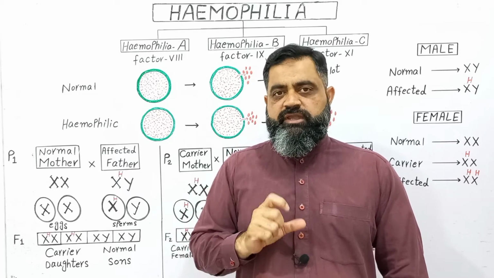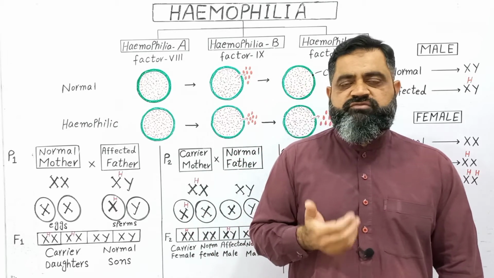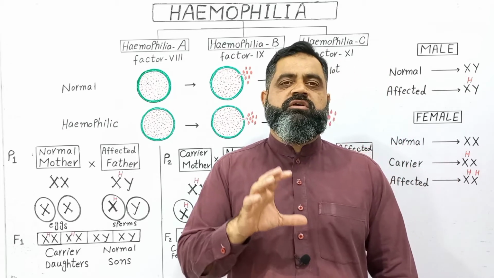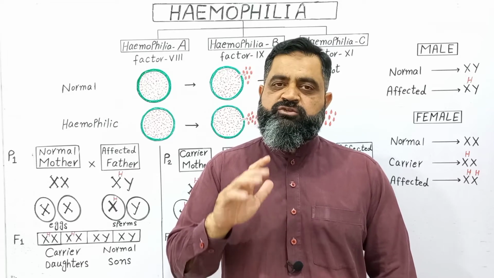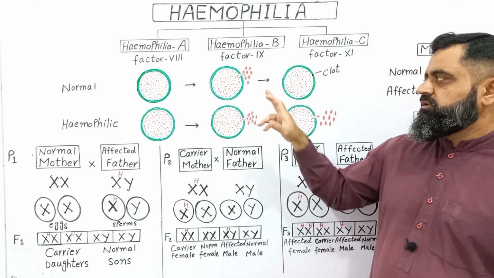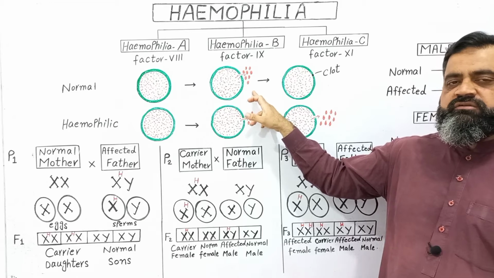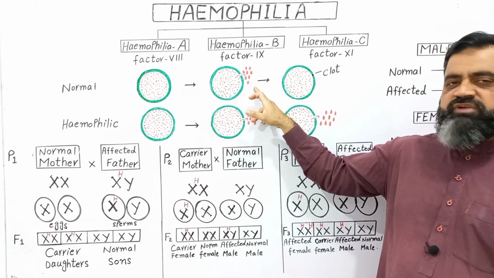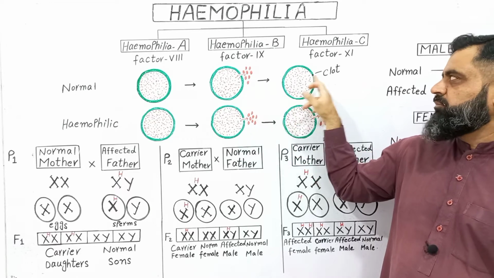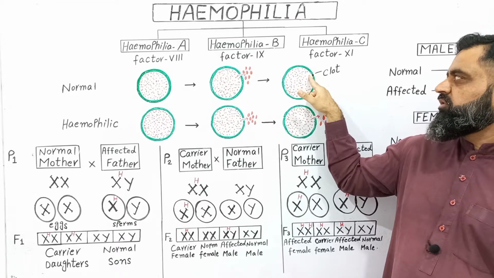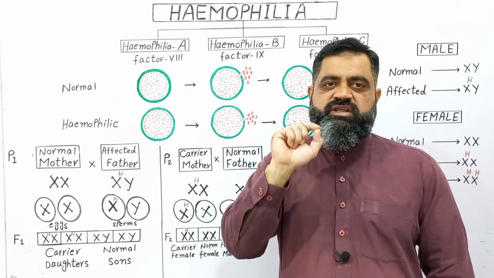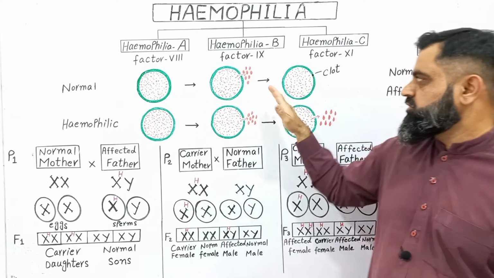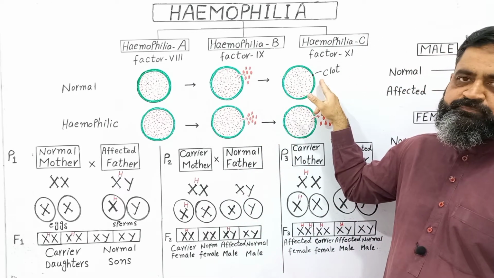This clotting factor 8, along with other factors, is responsible for making a clot to stop this bleeding. So in the normal person, clotting factor 8 makes a blood clot right where the blood vessel has been injured, and the bleeding is stopped.